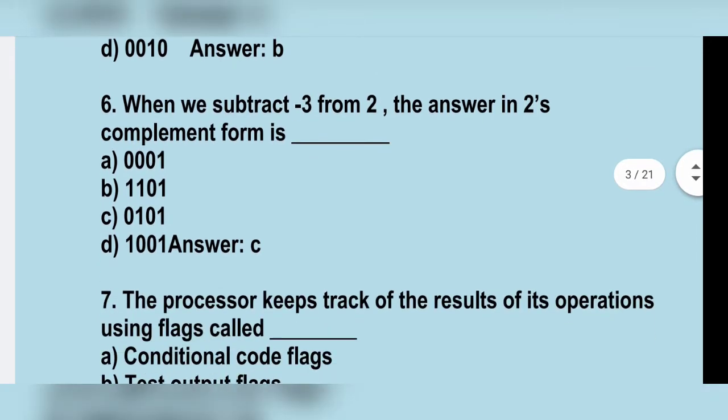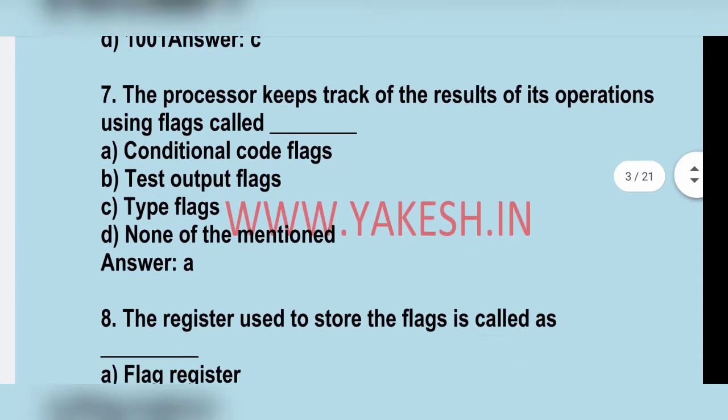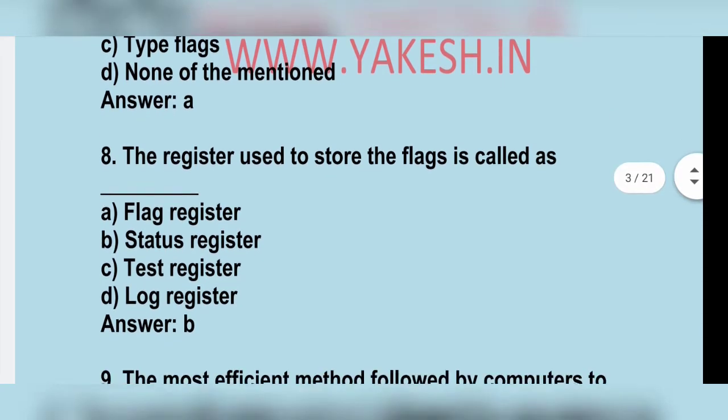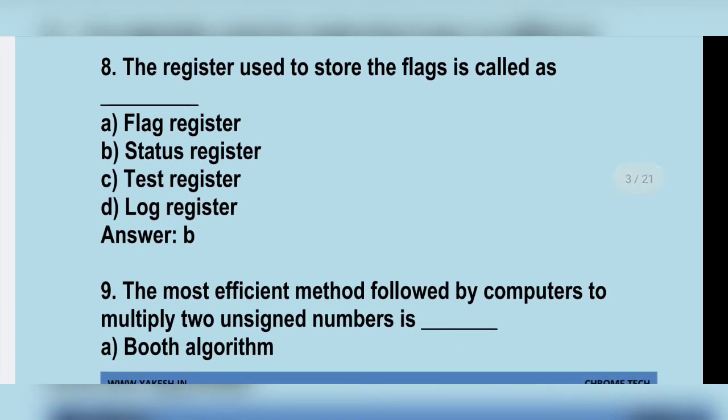When we subtract -3 from 2, the answer in 2's complement form is option C. The processor keeps track of the result of its operation using flags called option A, conditional code flags. Option A is the correct answer. The register used to store the flags is called option B, status register.